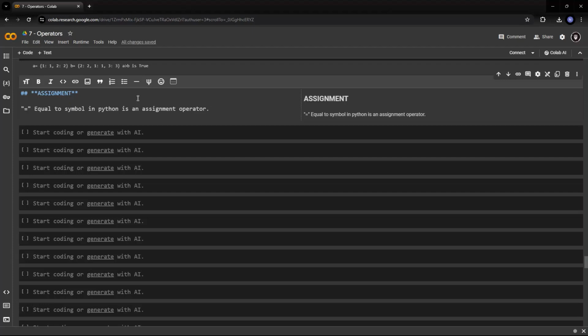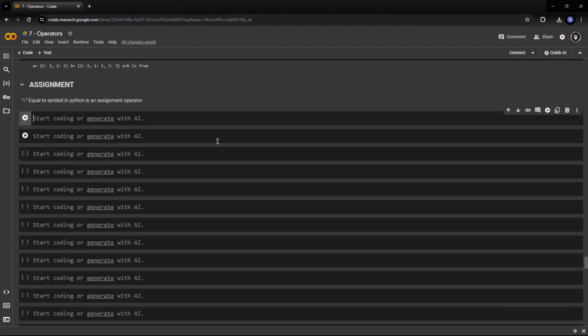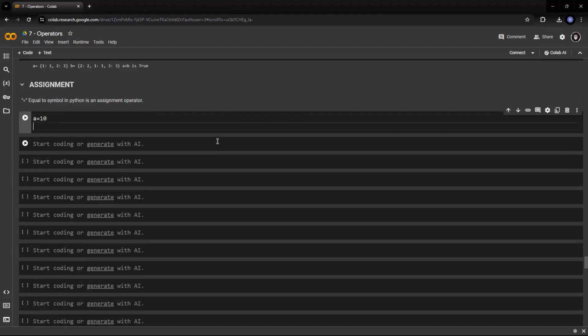The equals to symbol, as in programming in general, should not be confused with the one in mathematics. It's very easy to confuse it, where it states that the expressions on either side of the symbol are equal, which is not the case in Python. For example, if I say a equals to 10, that means I have assigned 10 as a value to a. That is assignment, and equals to is an assignment operator.